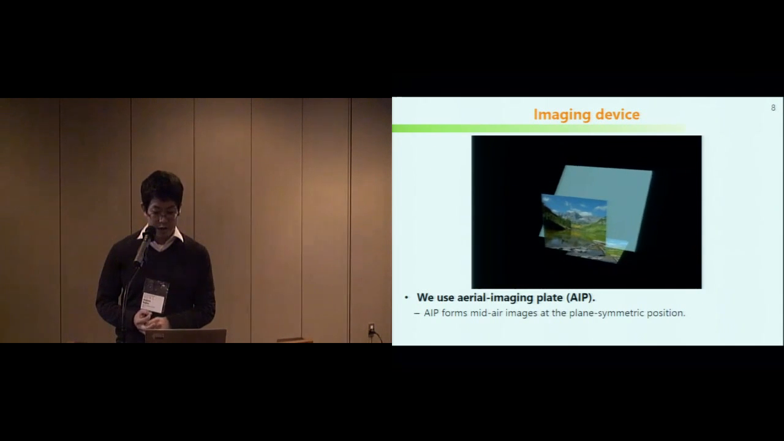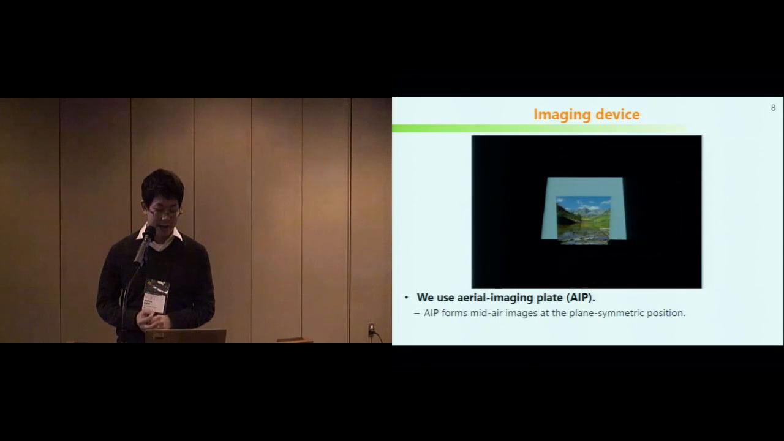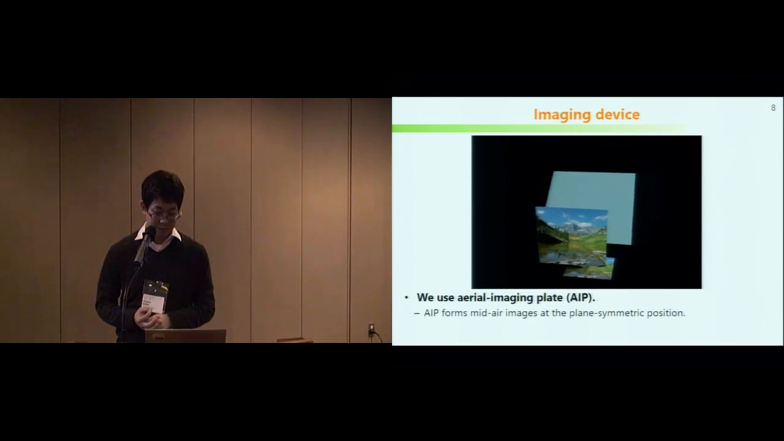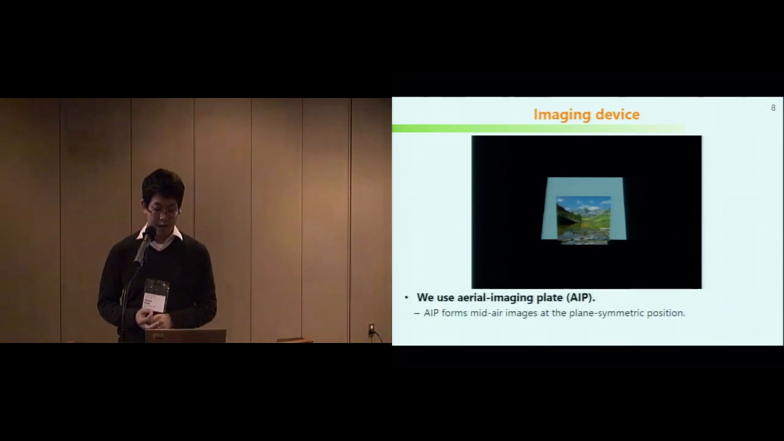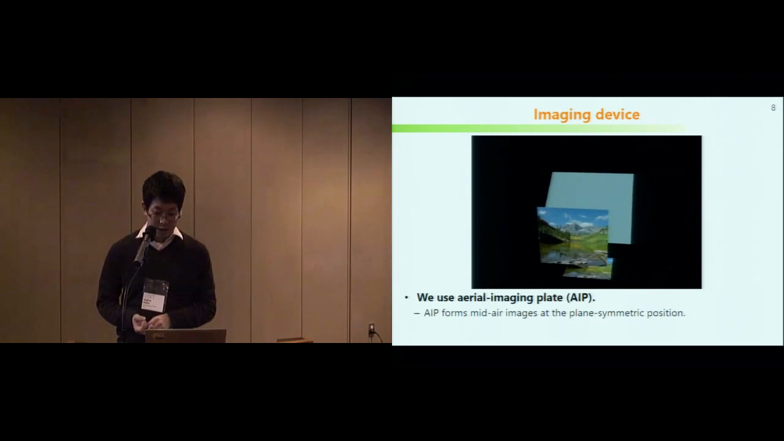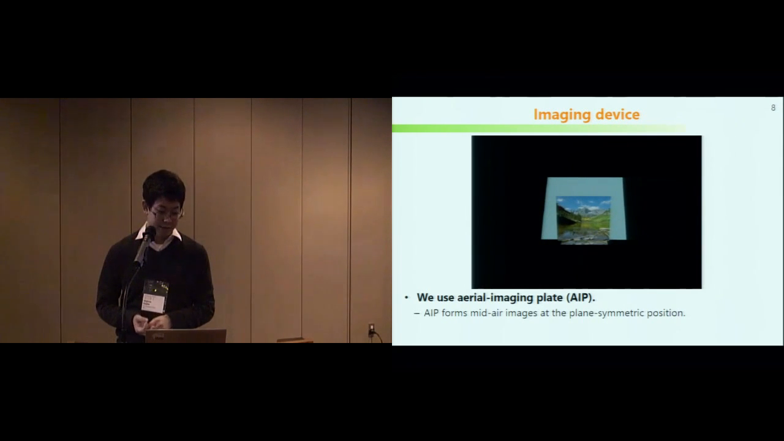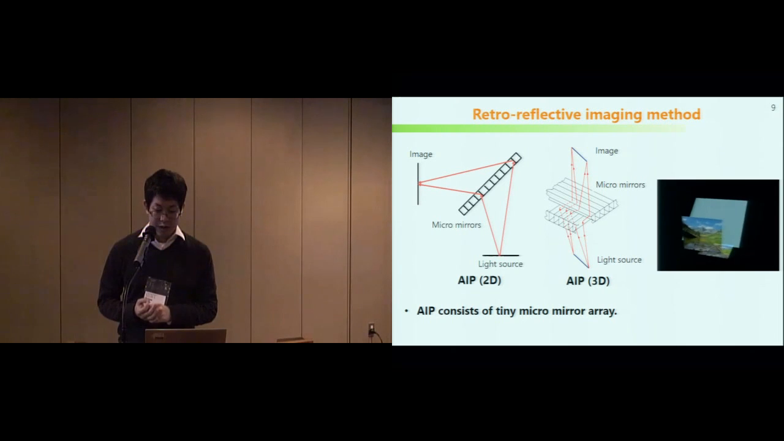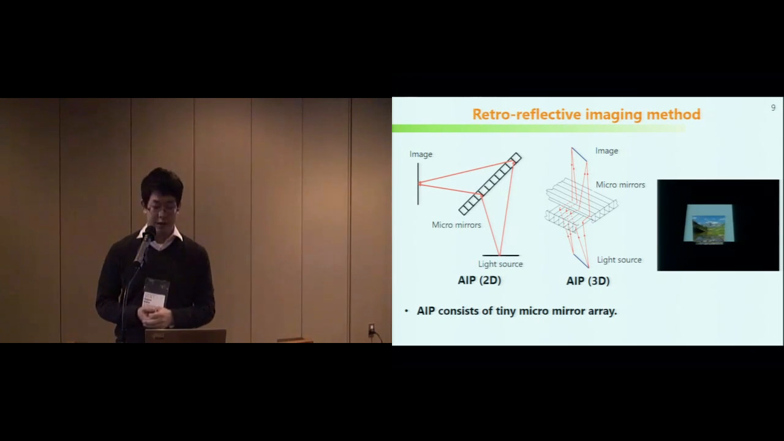As the imaging device, we use an aerial imaging plate, AIP. AIP is easy to use and commercially available. AIP forms an image at the plane symmetric position. When you put a light source behind AIP, a media image is formed in front of AIP. This shows the detail of the retroreflective imaging method. AIP consists of a two-layer micromirror array. The incident light from the light source is reflected by micromirrors. Then the media image is formed in front of AIP.